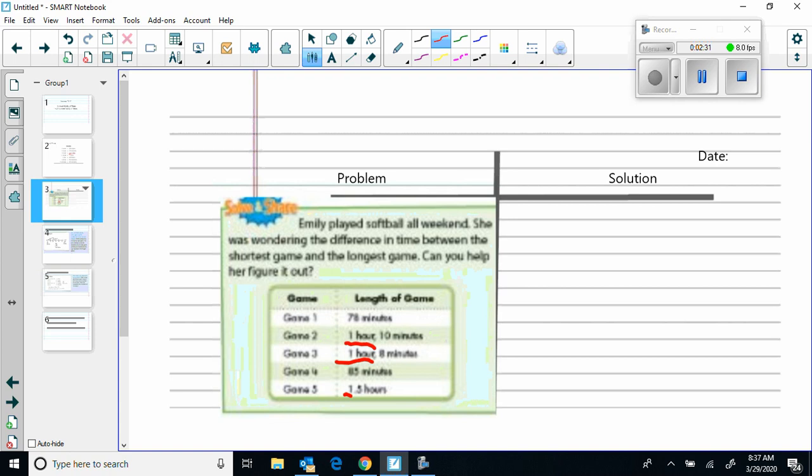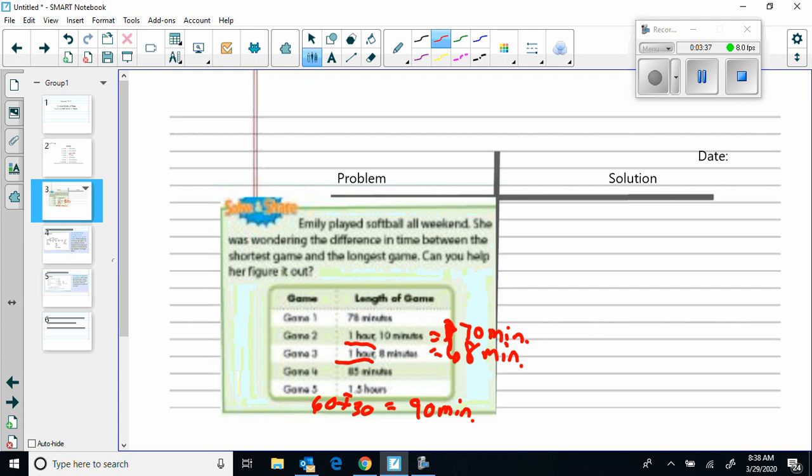So 78 minutes is already done. 1 hour and 10 minutes. Well, 1 hour is 60 minutes. So we have to take that 60 minutes and add it to 10. So then that would give us 70 minutes. We have 1 hour, 8 minutes. So 1 hour is 60 minutes. So 60 plus 8 is 68 minutes. Then we have 85 minutes, and then we have 1.5 hours. Well, half an hour is 30 minutes. So 1 hour is 60 minutes. So 1.5 hours would be 60 plus 30, and that would give us 90 minutes.